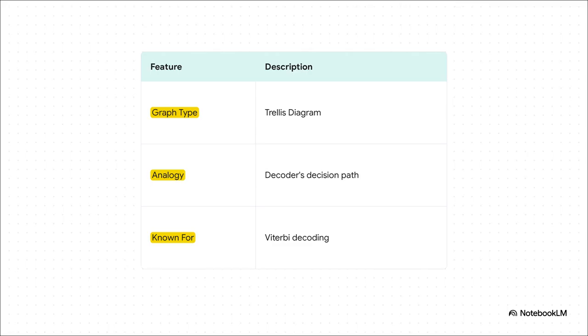If an error flips a bit, the path gets knocked off course. The decoder then has to play detective, looking at the corrupted path and figuring out the most likely original one. This clever trick is done by a famous algorithm called Viterbi decoding, a foundational technique used in everything from mobile phones to deep space probes.